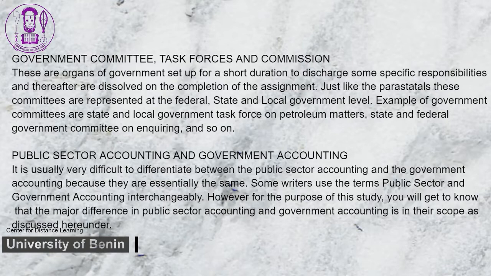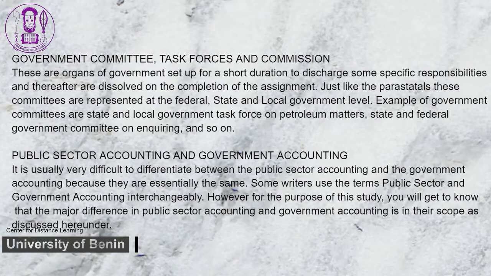Public sector accounting and government accounting. It is usually very difficult to differentiate between public sector accounting and government accounting because they are essentially the same. Some writers use the terms public sector and government accounting interchangeably. However, for the purpose of this study, you will get to know that the major difference between public sector accounting and government accounting is in their scope as discussed hereunder.